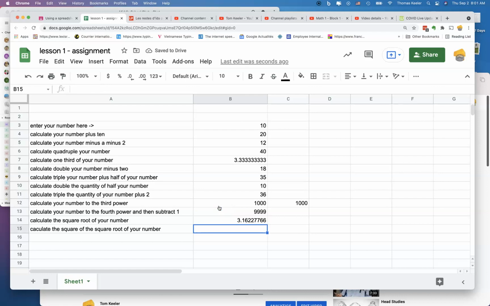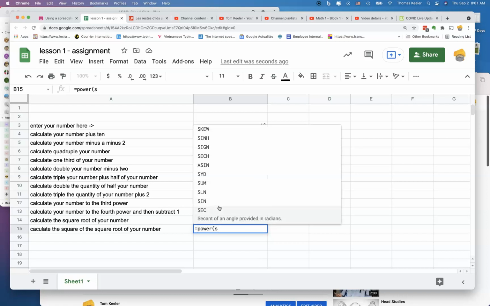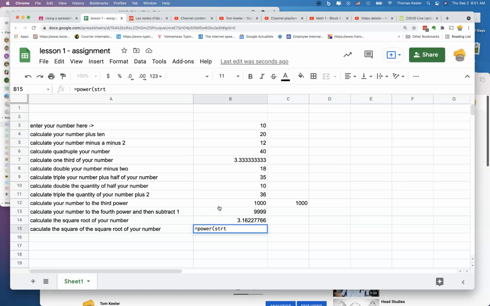Calculate the square of the square root of your number. Okay, so what does that mean? Well, so you can do this. You can do the power, right? So we say, let's do the power, and what do we want the power of? Well, we want the power of the square root, SQRT, of B3, and we want that to the 2nd power. So once again, a little teacher joke, okay, so if I take the square root of something and then square it, yeah, I should get the original number, and that's indeed what we got there.